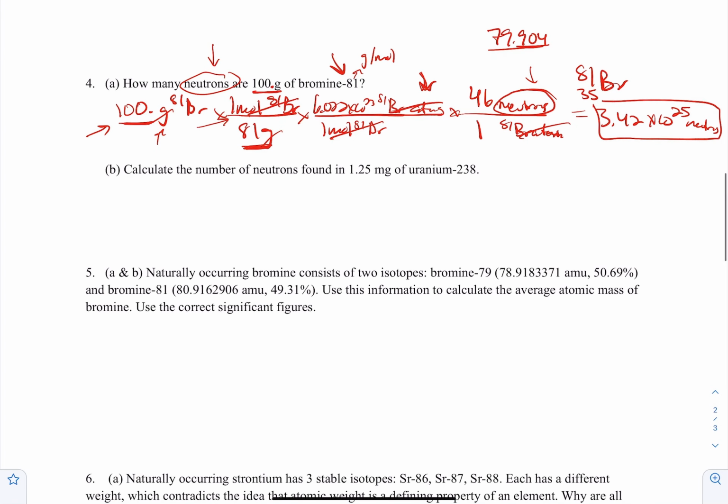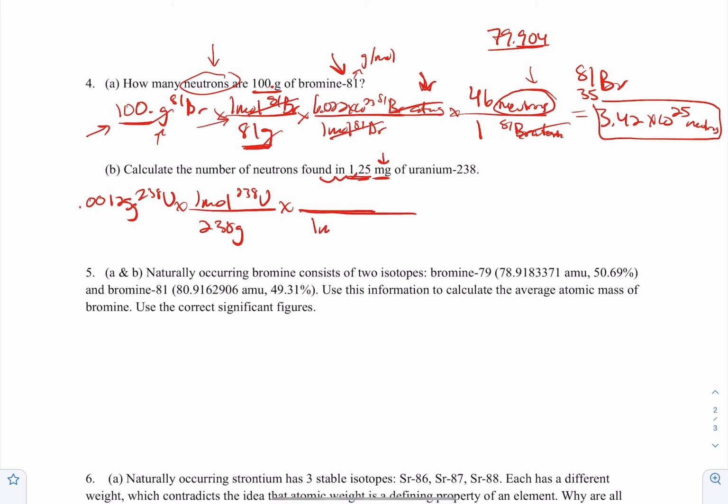All right, part B is pretty similar. It's just the number of neutrons found in this many milligrams of uranium-238. Same idea. Let's start with our measured value. I'm going to turn this into grams by dividing it by 1,000. So we'd say 0.00125 grams of uranium-238. And then I know that there are 238 grams in 1 mole of uranium-238. So if I stopped here, I would have moles of uranium-238. But I don't need moles. I need neutrons. So I'm going to go to atoms next.